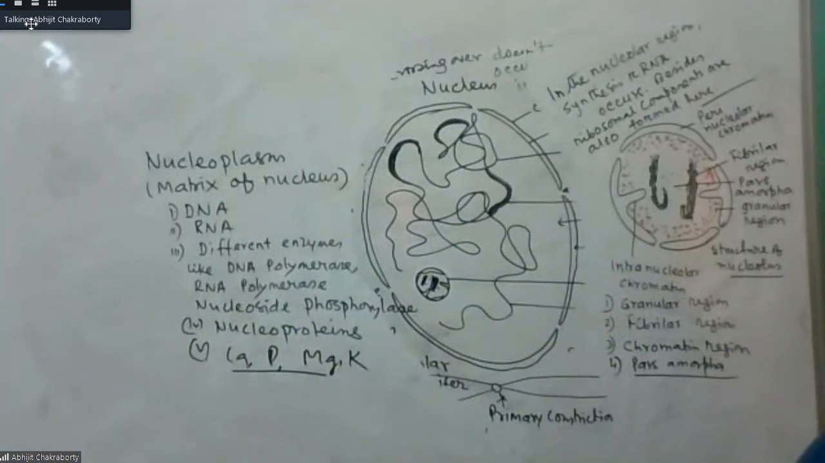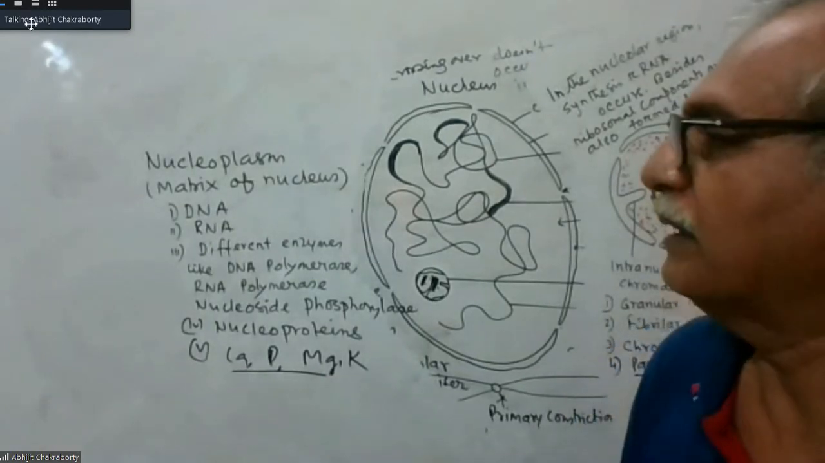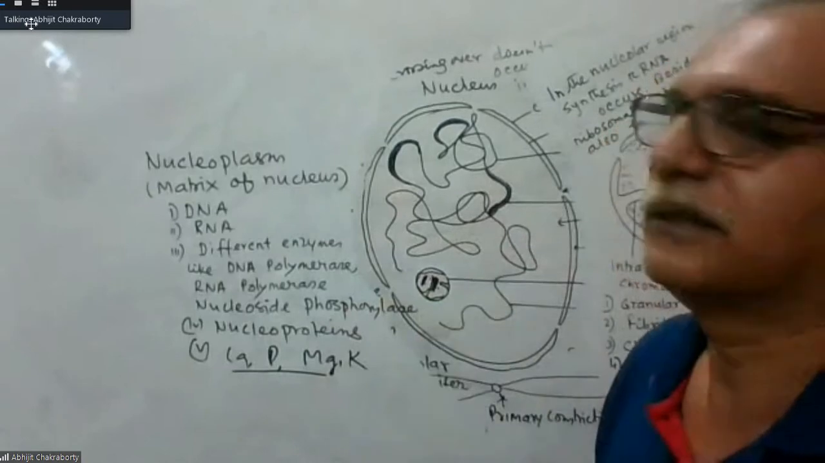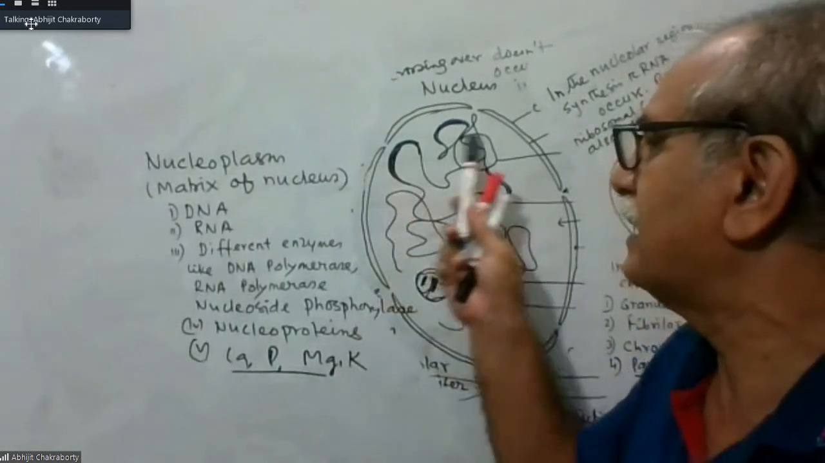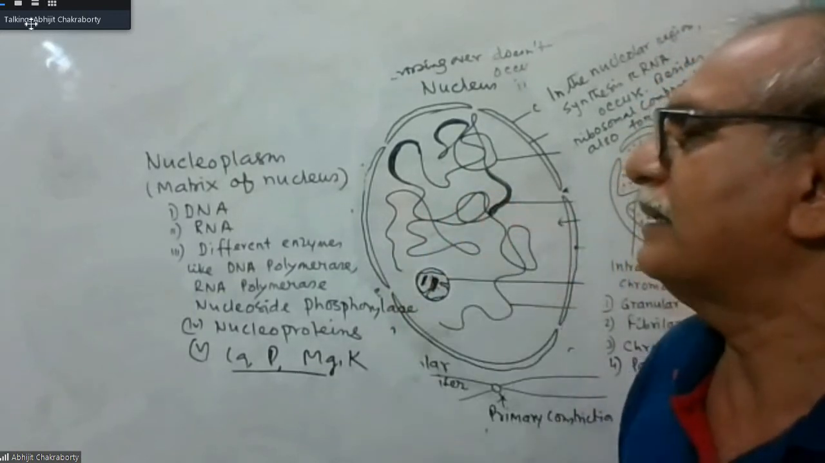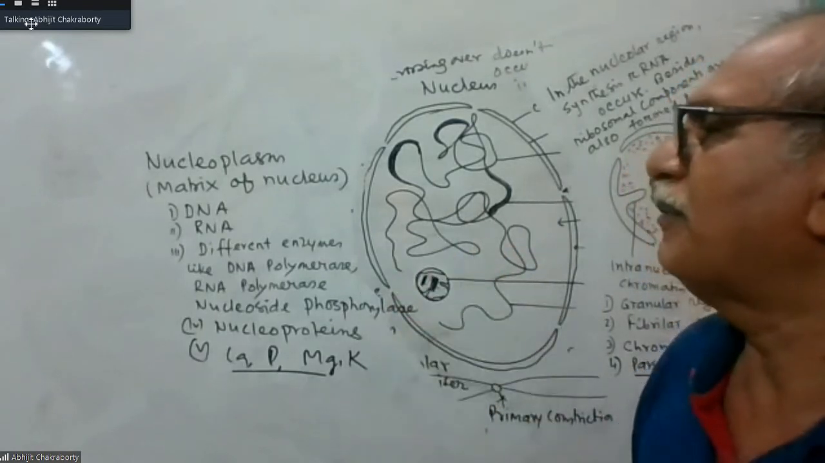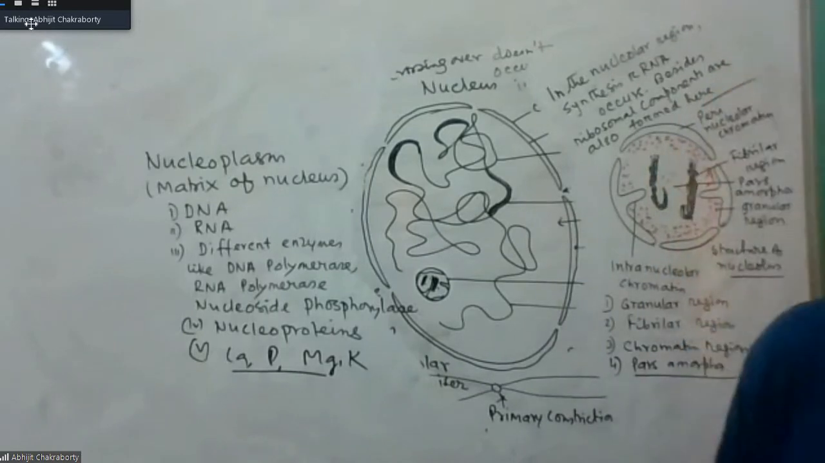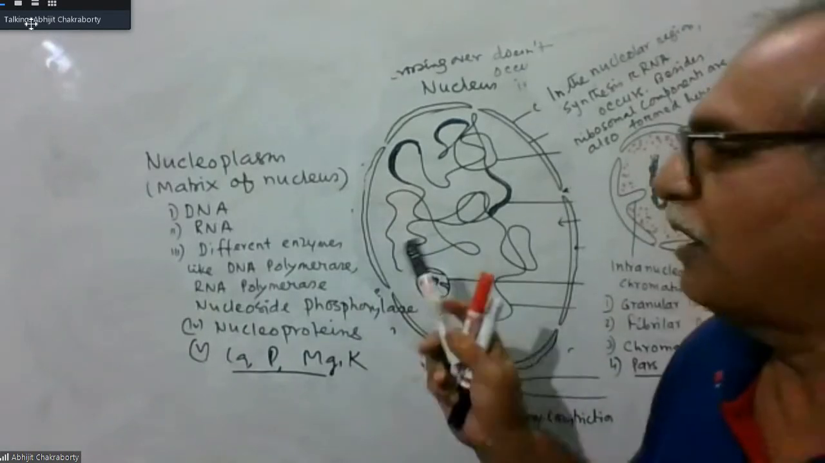Clear? What is the role of the nucleoplasm? Anyone can say the role. It helps in maintaining the turgidity of the nucleus. This is most important. Besides, it helps in the formation of ribosomal subunits. It is to bear the nucleolus and the chromatin.